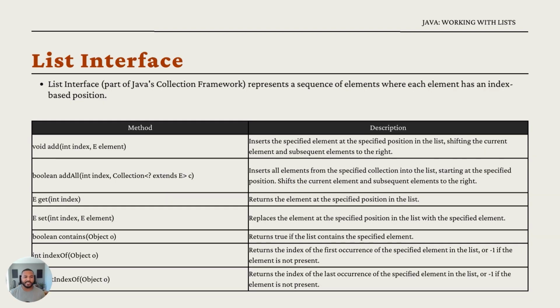So the list interface is part of Java's collection framework, and it represents a sequence of elements where each element has an index-based position. In this slide, I list a bunch of methods that are in the list interface. I won't go into detail with each of the methods listed on this slide. I think what would work best is going over some code snippet examples, and that way we could work through the methods. But here we have a few methods that are from the list interface.